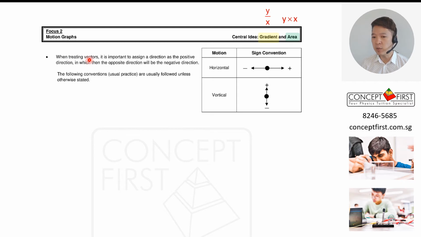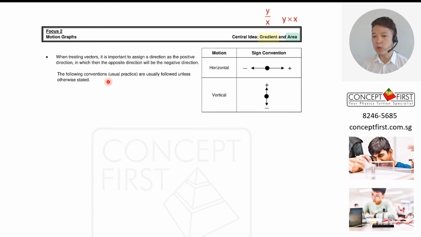Also, before we start going into the graphs, we will try to recall what is meant by vectors, because later we will be dealing with vectors such as displacement or velocity. Vectors are physical quantities with magnitude, which is the value, as well as direction. So it is important to define a particular direction which we will take as positive, whereby the opposite direction will then be taken as negative.